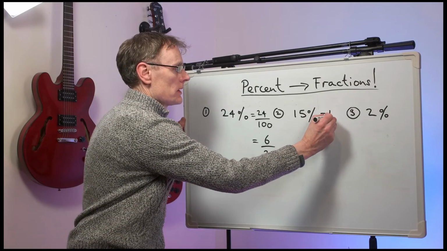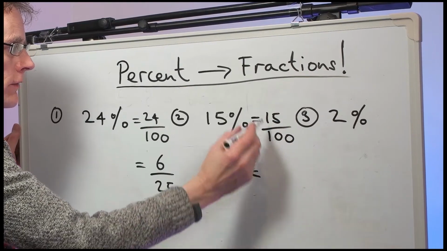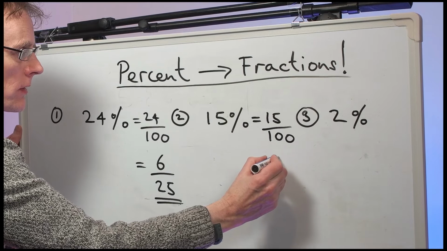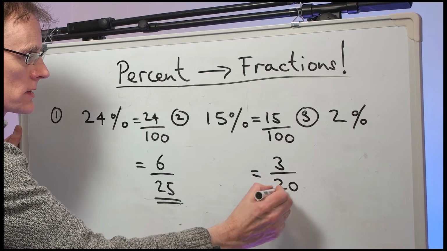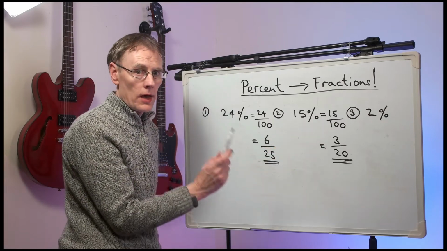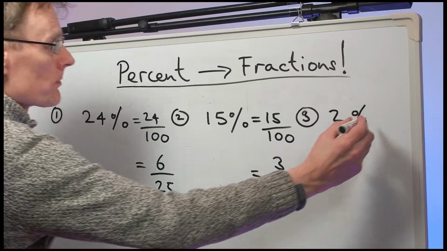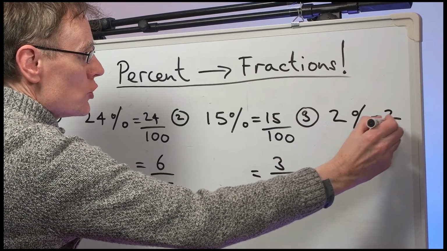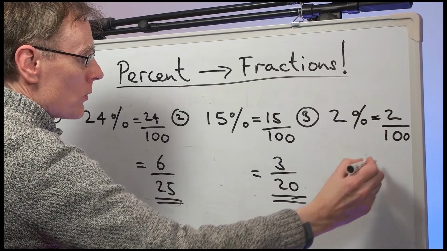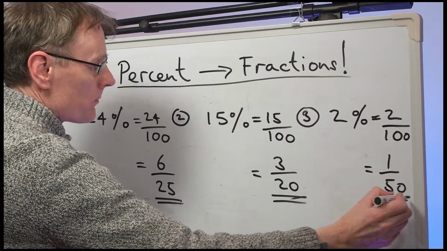15%, that means 15 over 100. 5 goes into those 3 times and 20 times. 3/20ths. 1 mark for your working and 1 mark for the answer. 2%. That's just 2 out of 100, which will reduce down to 1/50th.